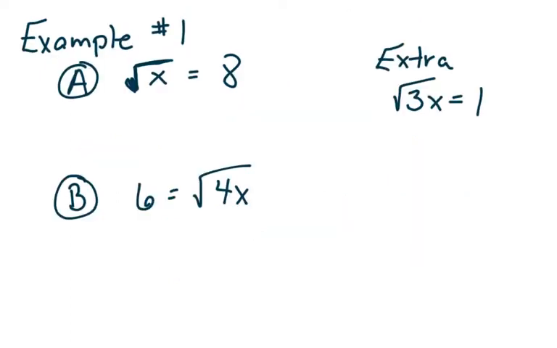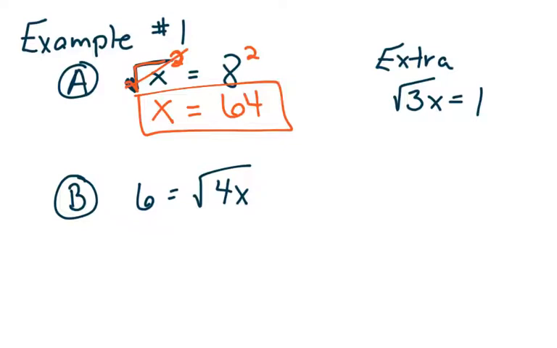The first one is the square root of x, and it equals 8. I want to get rid of this square root, so I am going to square it. And what you do to one side, you must do to the other, so I'm going to square both sides. This square root and this square cancel each other out. I'm left with x. And on my other side, we have 8 squared, 64. There's my answer.